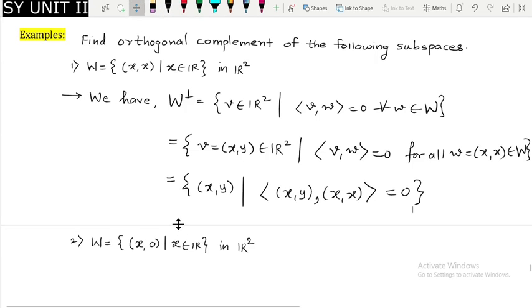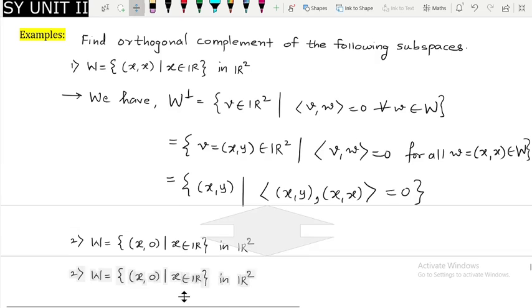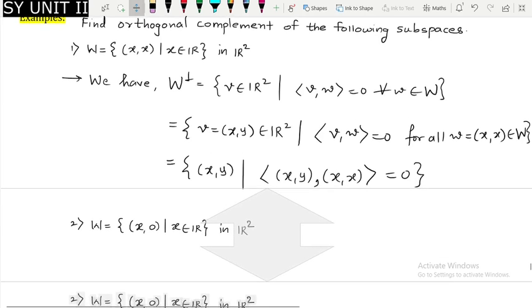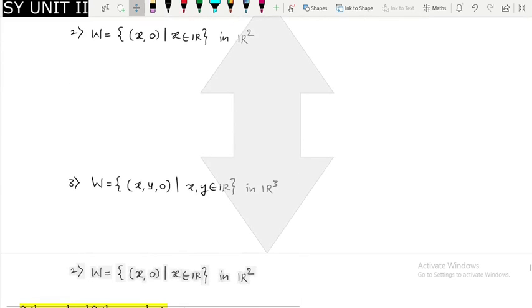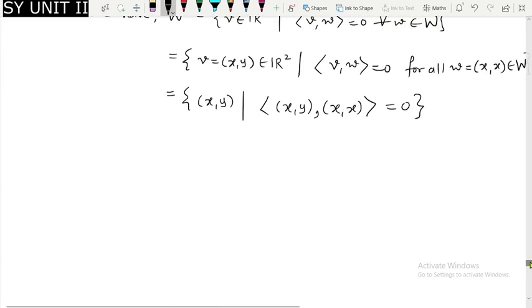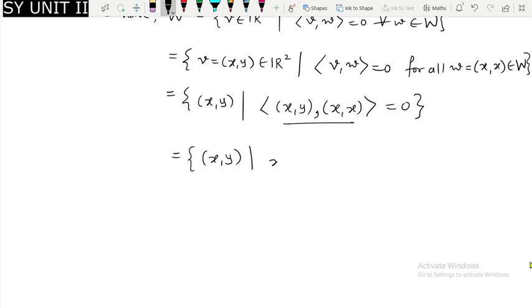Now let us go and solve this inner product. As the inner product is not mentioned, we are going to take the inner product as the dot product only. So this will be equal to the set of all x y such that the dot product x multiplied by x, that is x square, plus yx will be equal to 0, which is equal to the set of all x y such that this is true for all x belonging to R. For all x belonging to R this is happening.